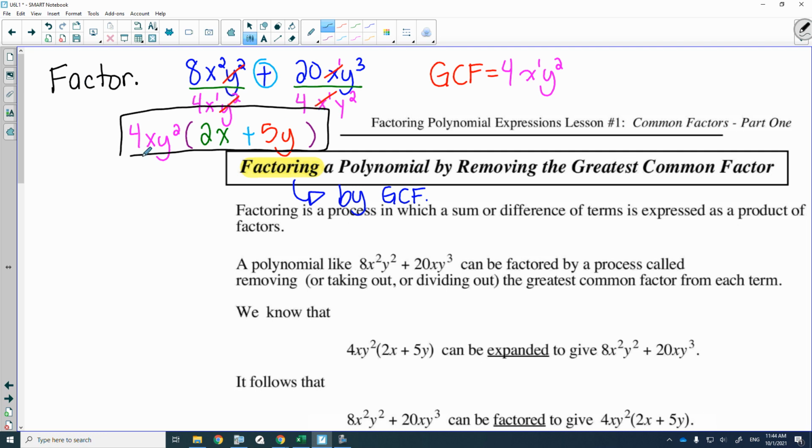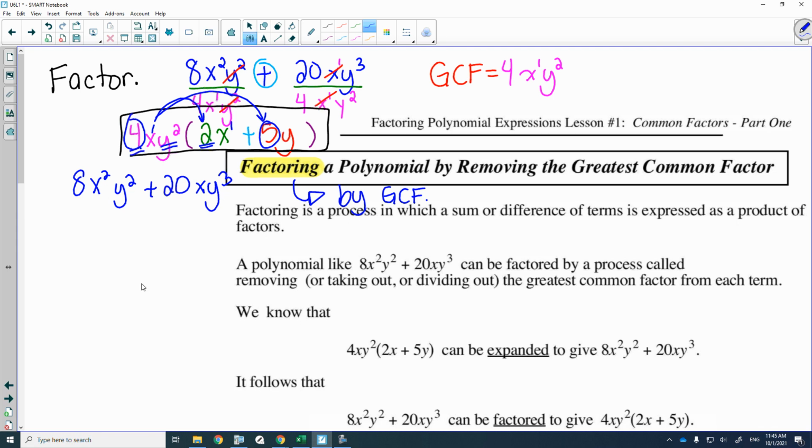So how you would check your answer is if I redistributed this back in, watch what would happen. 4 times 2 is 8. X1 and x1 would be x squared. Bring down that y squared. Plus 4 times 5 is 20. I would have xy cubed. Do you see that? This is what we started with. So if you factor, and then you want to know if your factors are correct, you simply take whatever the GCF was and redistribute it back in. If you get your original answer, you did it correctly.